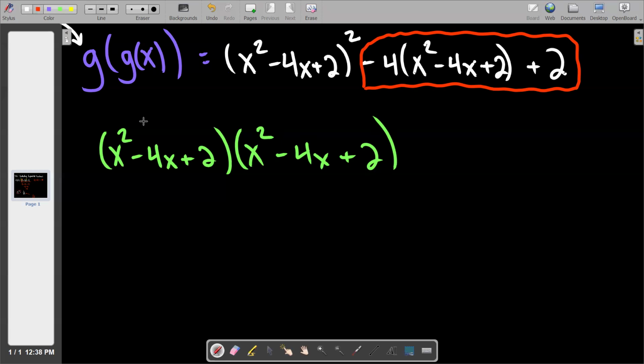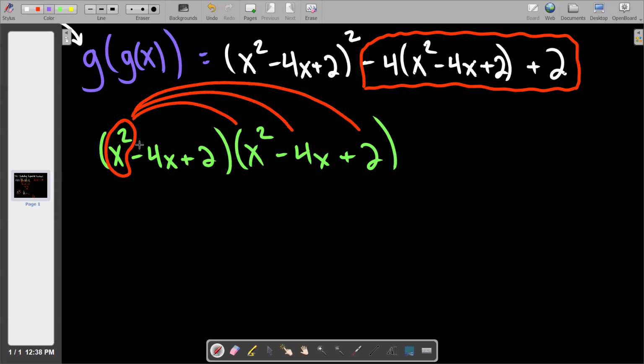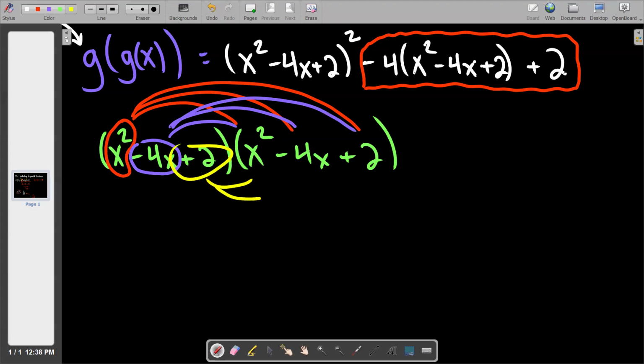Because to get through a trinomial times a trinomial, you have to take the x squared and let him do his 3 jobs. And then you have to take the negative 4x and let him do his 3 jobs. And then, of course, finally, you have to take the 2 and let him do his 3 jobs. So you wind up having to triple multiply everything. So it's sort of a pain. Would you like to finish this? No? Yes? Let's get her done.